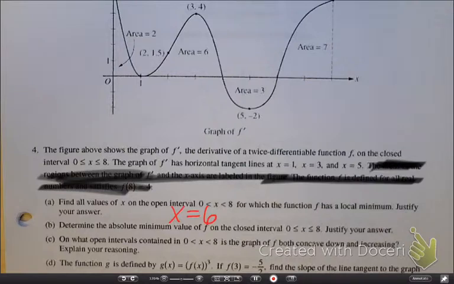All right, so x equals 6. Perfect. That's worth 1 point. Spend about a minute or two discussing the second one. Determine the absolute minimum value of... Actually, you guys don't know how to do that one yet. Skip that one. I'll talk about absolute value, absolute minimum later.